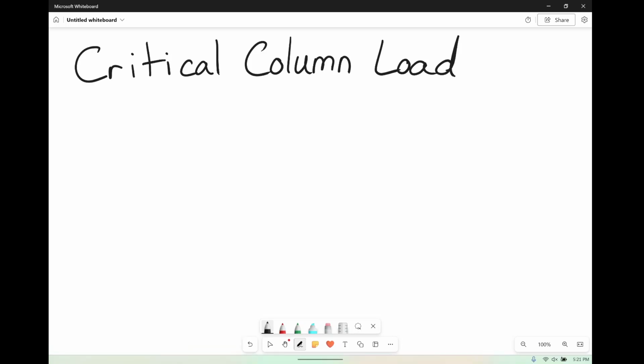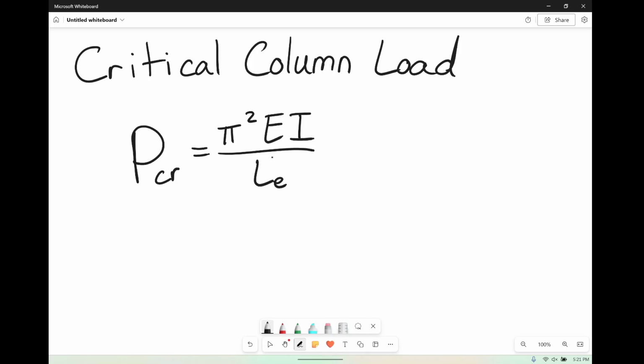This video is going to cover how to calculate the critical column load, which normally we call the buckling load of the column. We have a fancy equation for it, and that's PCR, which stands for P critical, so the critical column load, and that's equal to pi squared times EI over the effective length squared. EI we already have talked about before, and that's flexural rigidity. E is the modulus of elasticity, I is the moment of inertia. Which one you use is dependent on what you're trying to find.